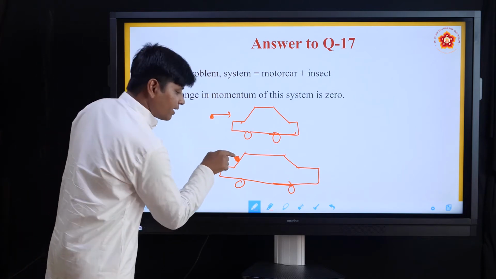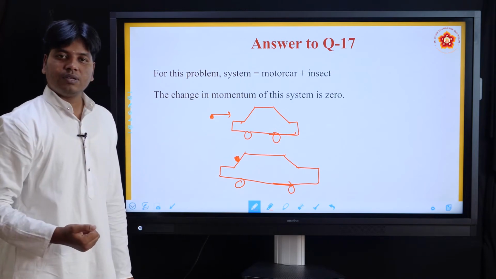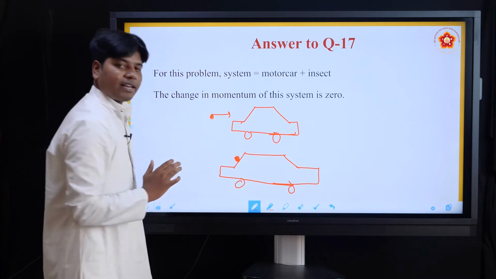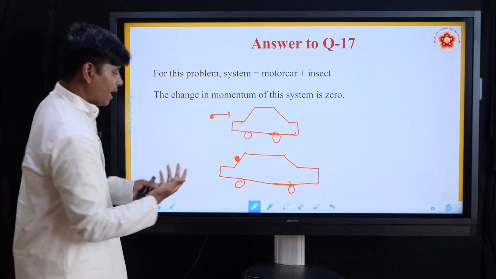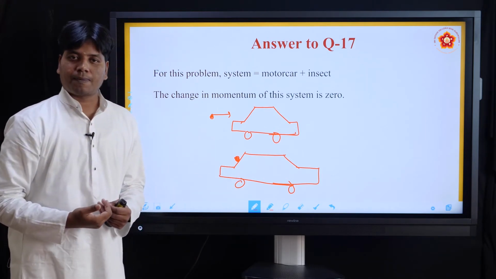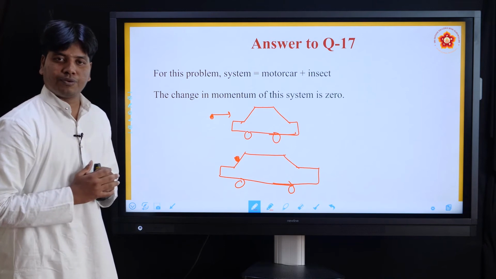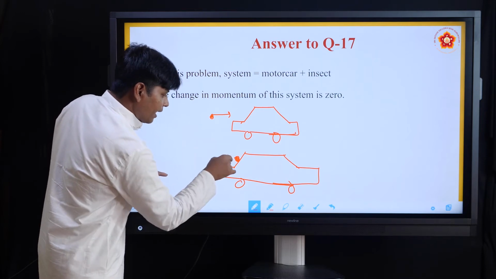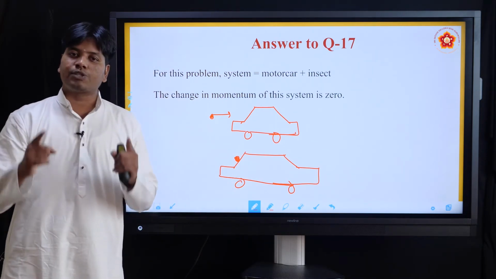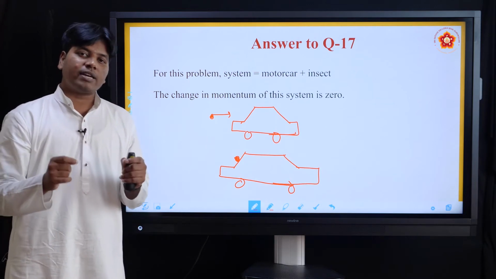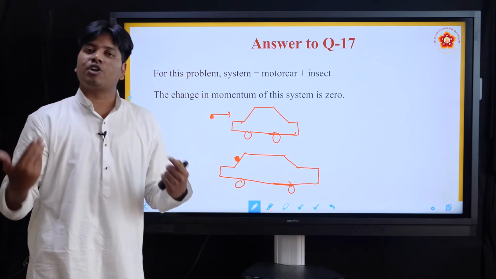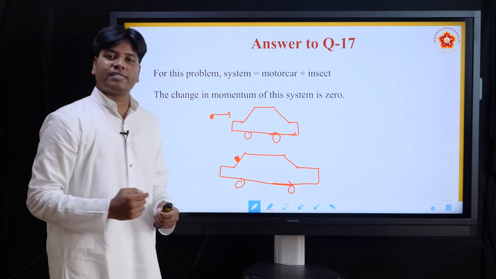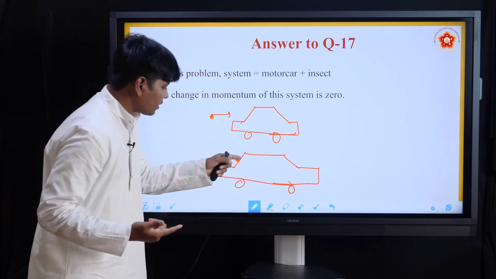Understood? So it got stuck and the car keeps on moving. So you can see the change of velocity of the car is minimal. You cannot say that it is hardly changing any velocity from the observer's point of view. But we can easily see that the insect is stuck and going in the opposite direction along with the car. That means its velocity is changing. So which is having the greater change of velocity? Only the insect is experiencing the change of velocity when compared to the motor car.